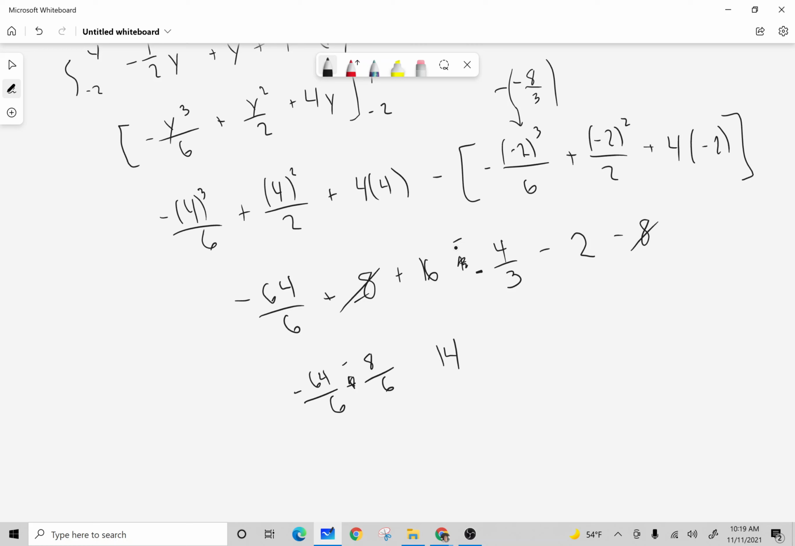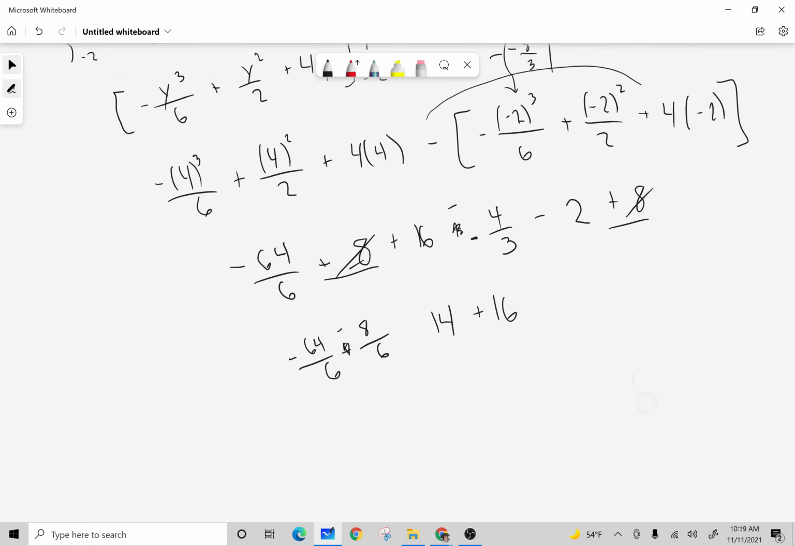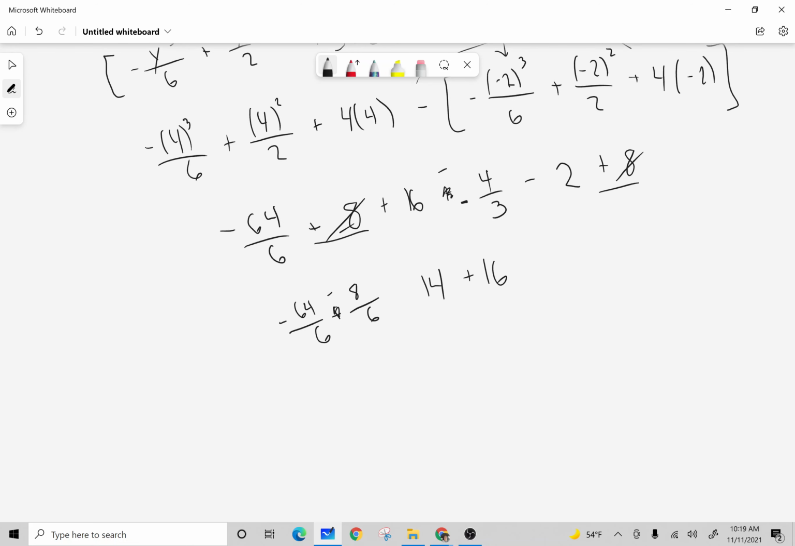And then I must have made a mistake, I think, right? Yeah, since I just forgot to distribute the negative, this negative goes to that. This is positive. So those don't cancel. So that's 14 plus 16. Sorry, these 8s did not cancel. These get added together. I forgot to distribute. That's very easy to forget. Okay. Now, 8 and 64, that's going to be -72 over 6 plus 30, which is -12 plus 30, which is 18. And that is our solution to this.